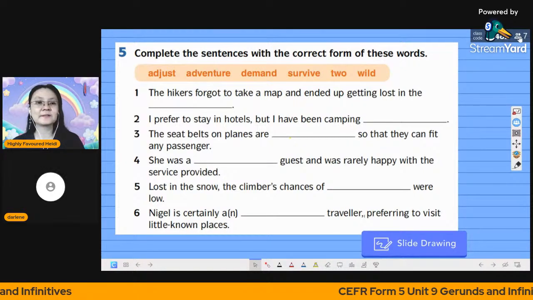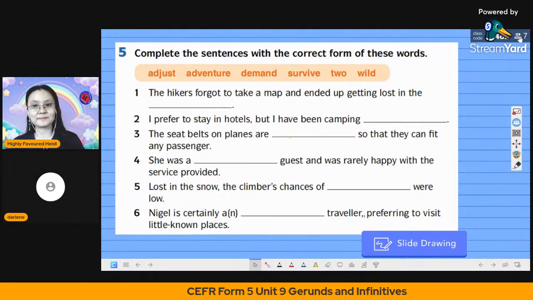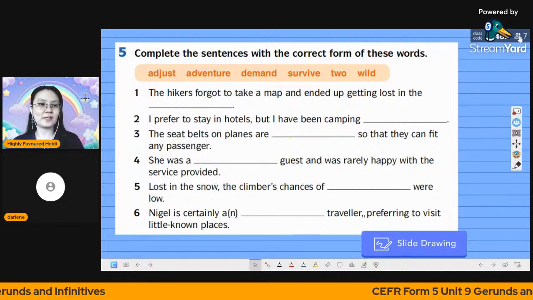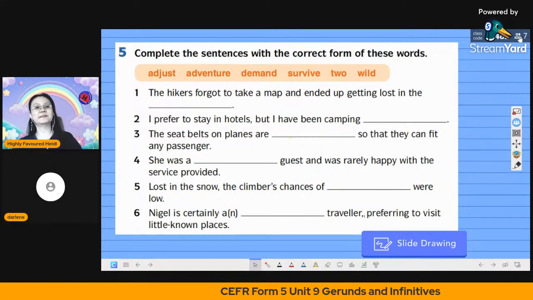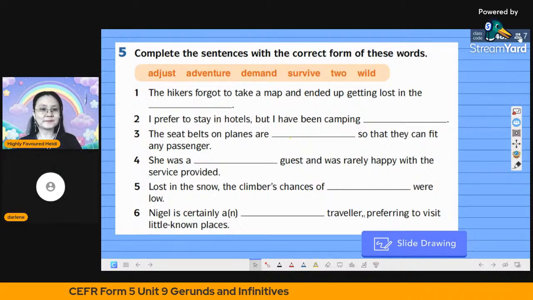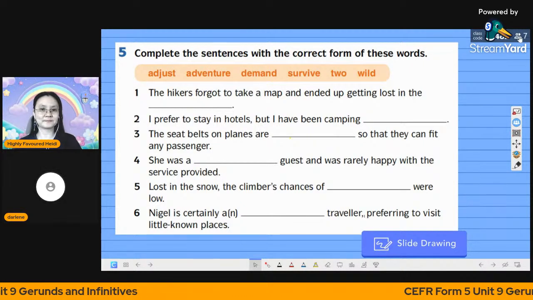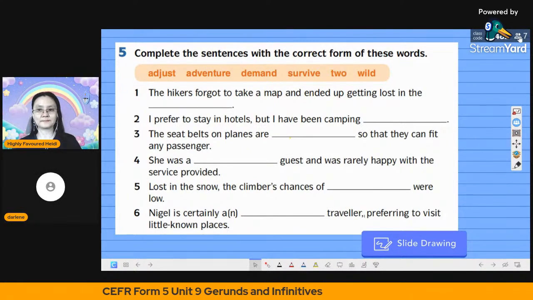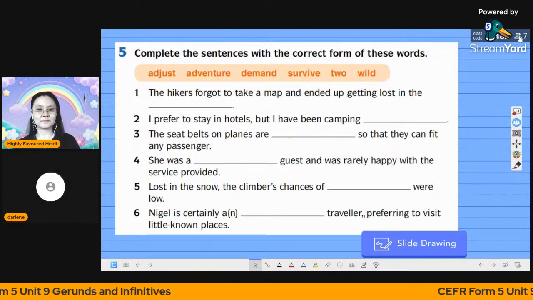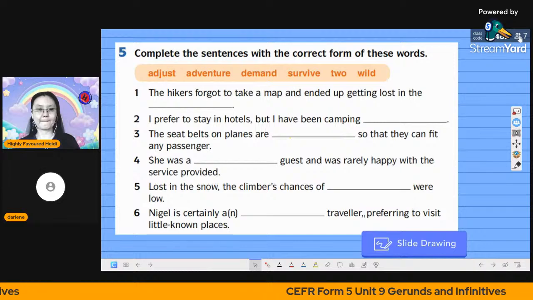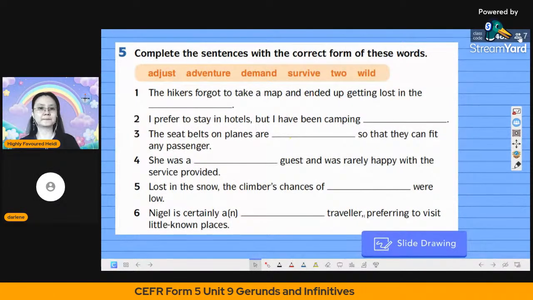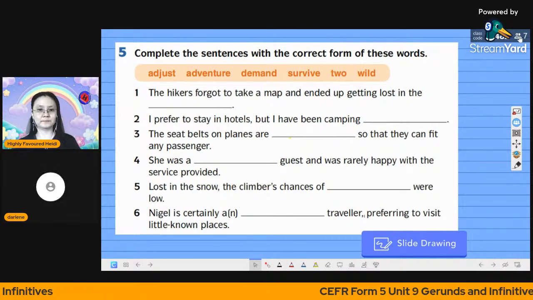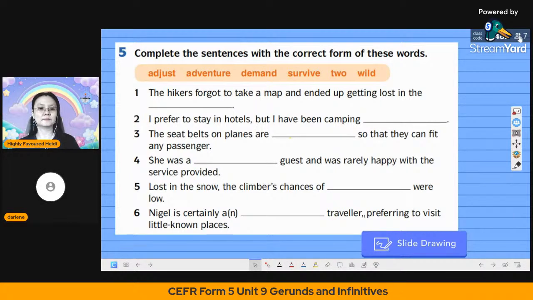The hikers forgot to take a map and ended up getting lost in the... Number two, I prefer to stay in hotels... been camping. The seat belts on planes are so that they can fit any passenger. She was a guest and was really happy with the service provided. Lost in the snow, the climbers... chances of were low. Nigel is certainly a traveler preferring to visit little known places.